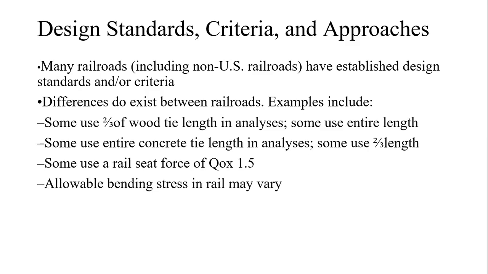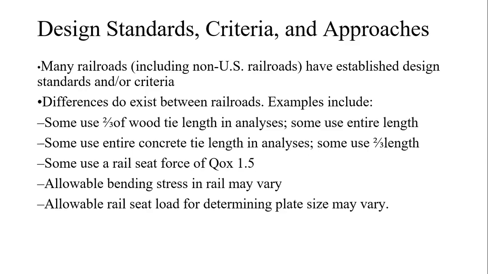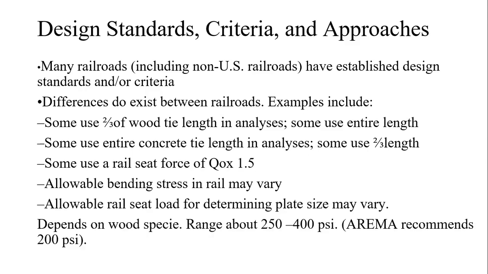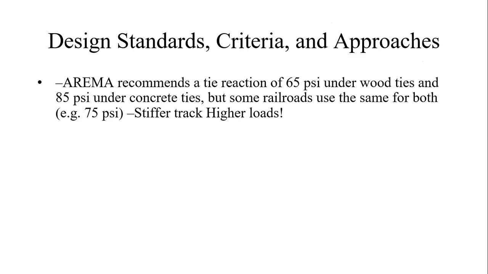Then allowable bending stress in rail may vary. Allowable rail seat pressure may vary and depends upon the wood species. It is between 250 to 400 psi, while AREMA recommends 200 psi. We continue with the approaches, the standards of specification. AREMA says a tie reaction of 65 psi if it is a wood tie, and 85 psi, but some did use both 75 psi, meaning higher load.